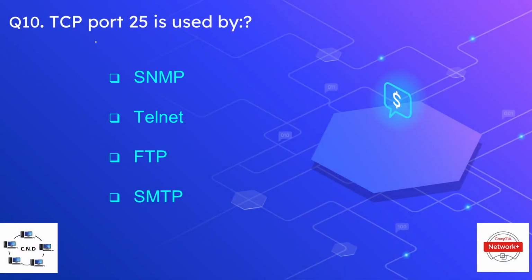Question number 10 is that TCP port 25 is used by, and the options are SNMP, Simple Network Management Protocol, Telnet, FTP or SMTP. FTP is File Transfer Protocol while SMTP is Simple Mail Transfer Protocol. And the correct option is SMTP. So SMTP uses TCP port number 25.